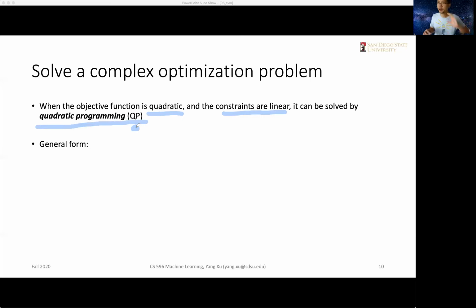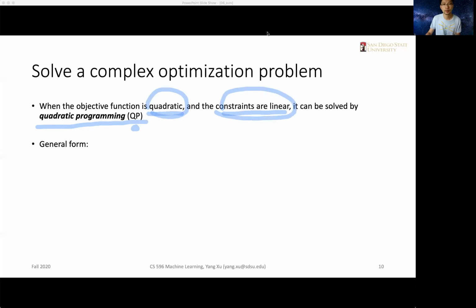And there is software already implemented for solving this kind of optimization problem. In the assignment for SVM, which I'm going to release next week, we are going to use a package in Python that is designed to solve quadratic programming problems. All we need to do is tell it what the quadratic function is and what the constraints are.